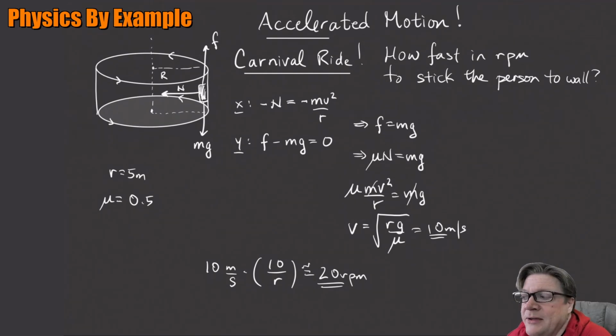You'll stick to the wall. Is 20 RPM something you would want to do? That's a revolution every 3 seconds. Actually, that's moving pretty quick. It's a room-sized thing, and you have to go all the way around in 3 seconds. That's moving pretty fast, but you go to a carnival, you get a thrilling ride, I guess. That's the idea. This is how to put some of these ideas together into an interesting problem.